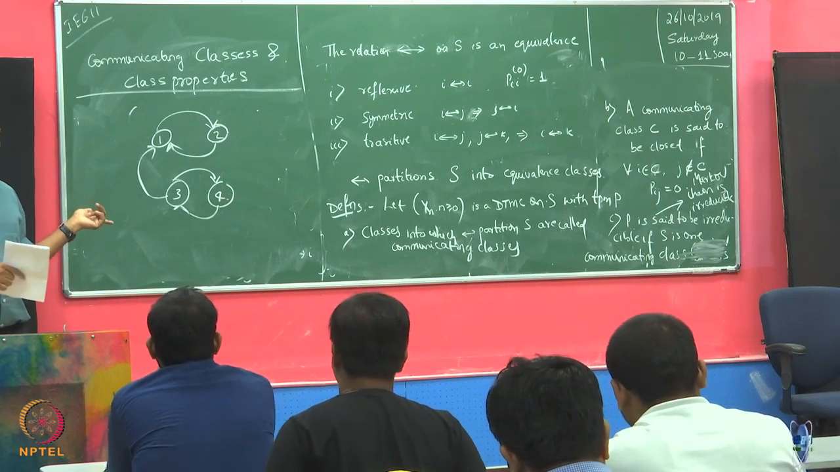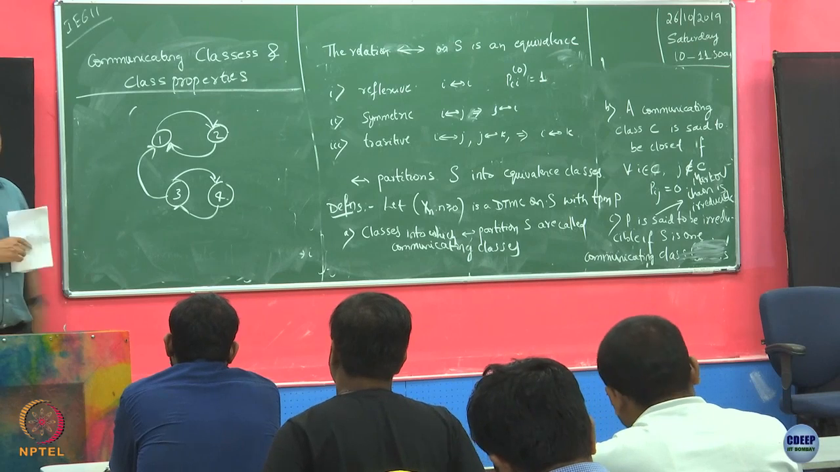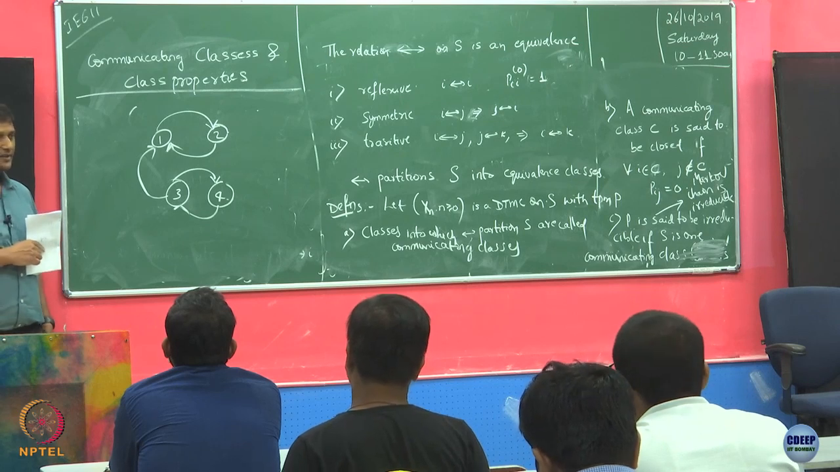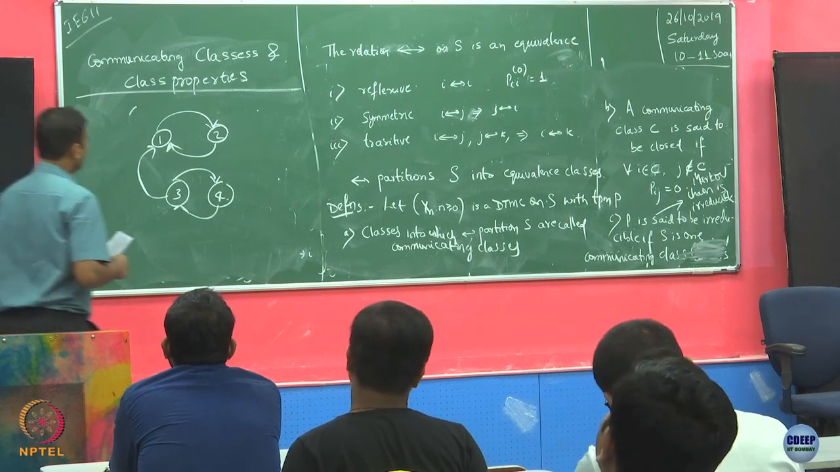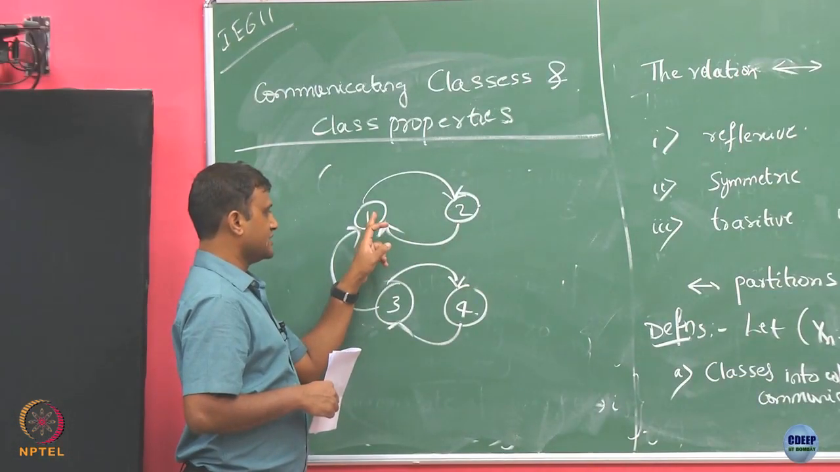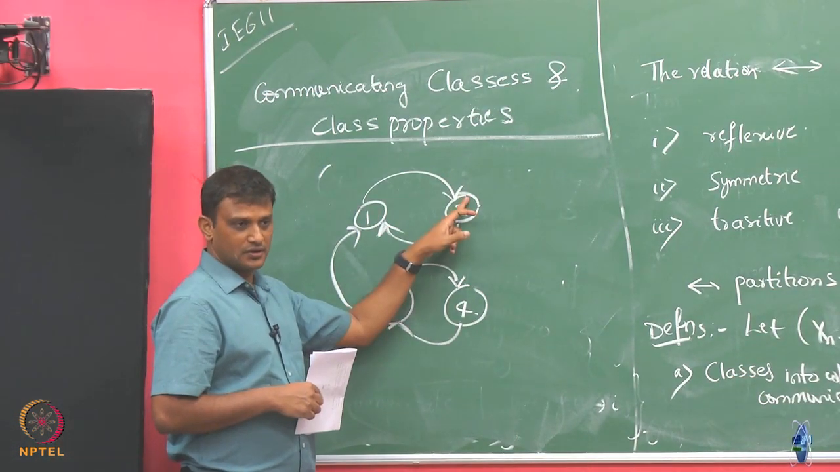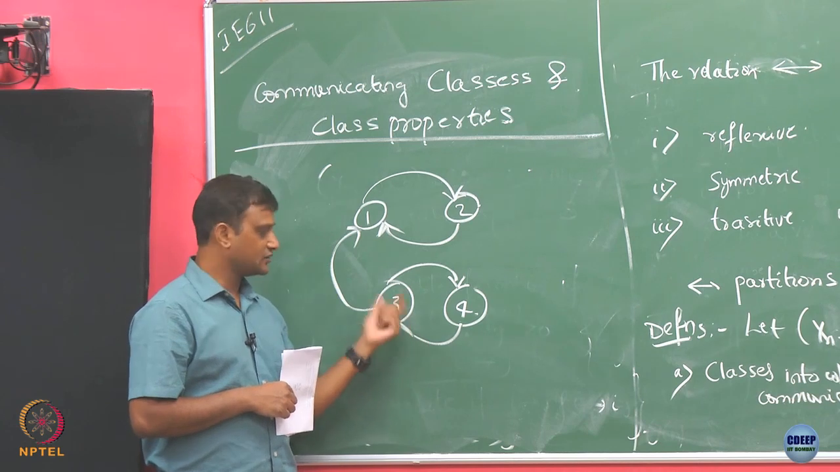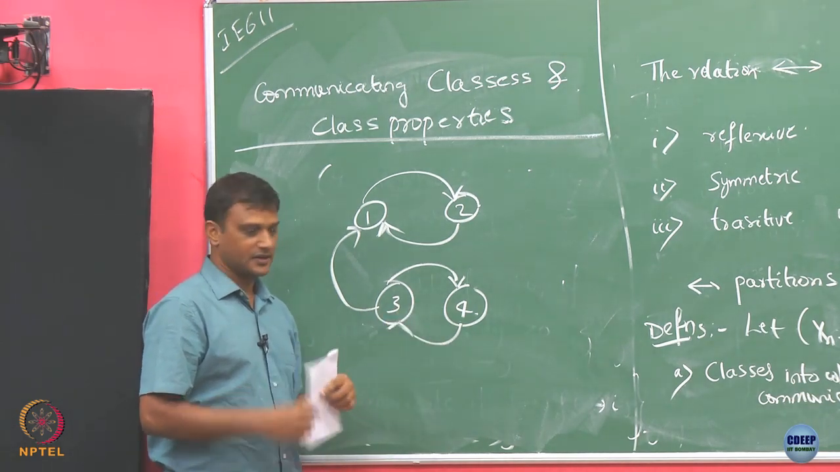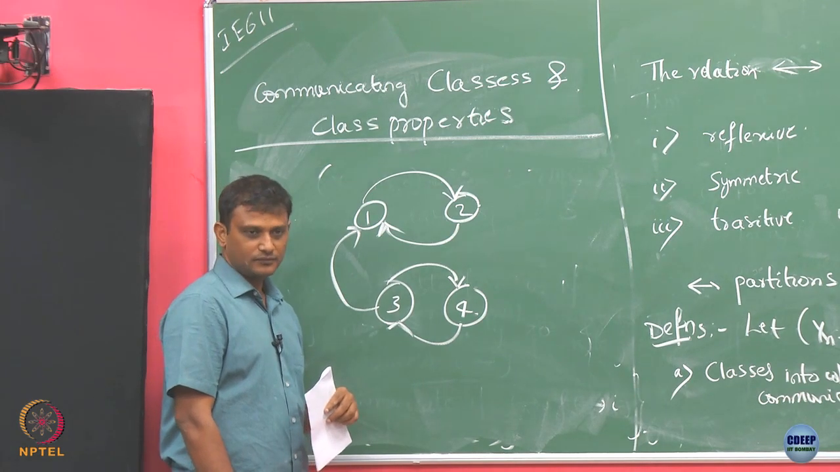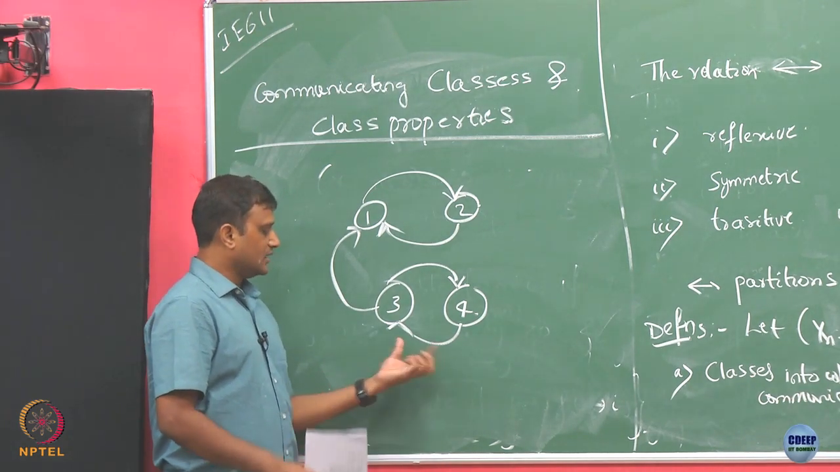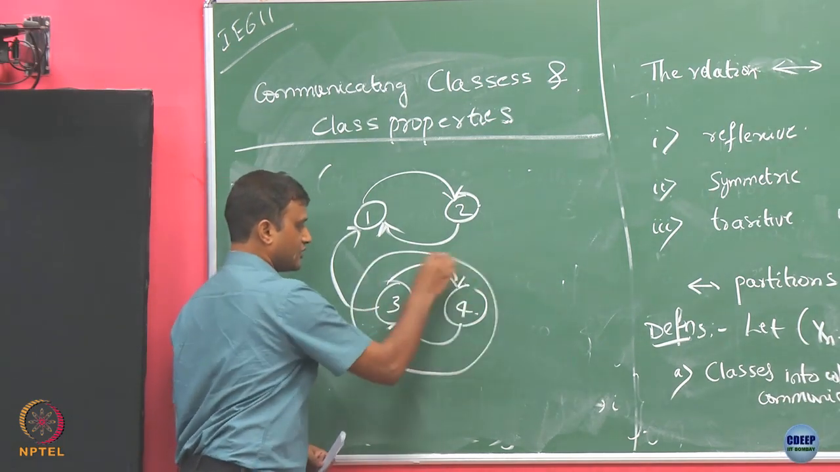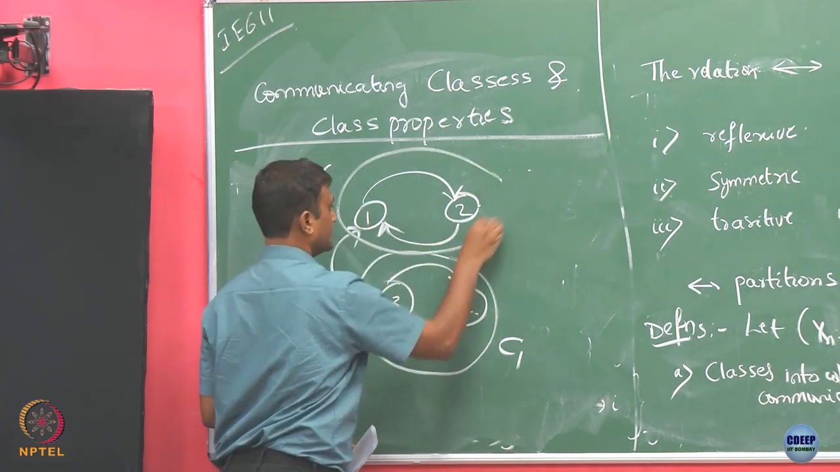So how many states are there here? 4 states. And how many communicating classes are there here? What are those communicating classes? 1 and 2, because I am able to reach 1 from 2 and also 2 from 1. And what is the other communicating class? 3 and 4, right? Here also I am able to reach each from the other. So this is one class, let's call this C1 and this C2.